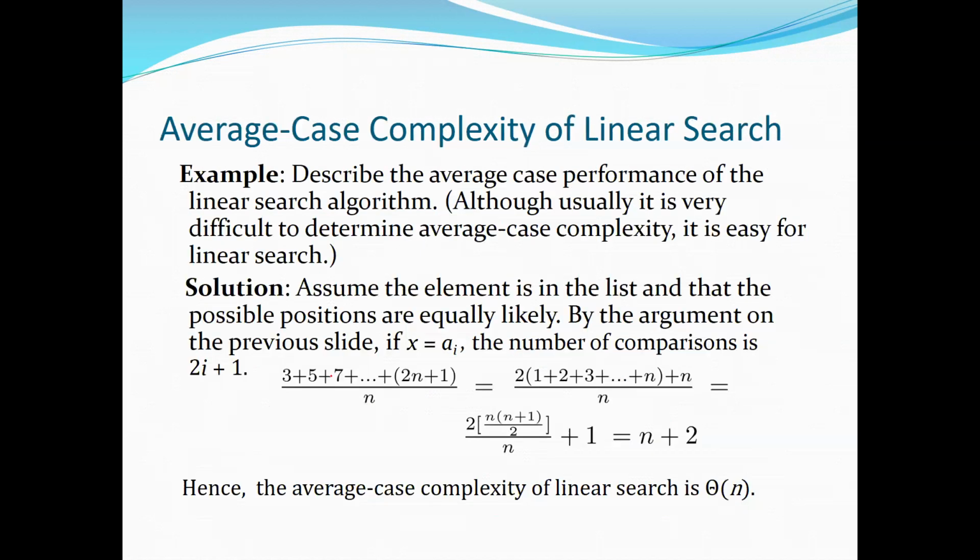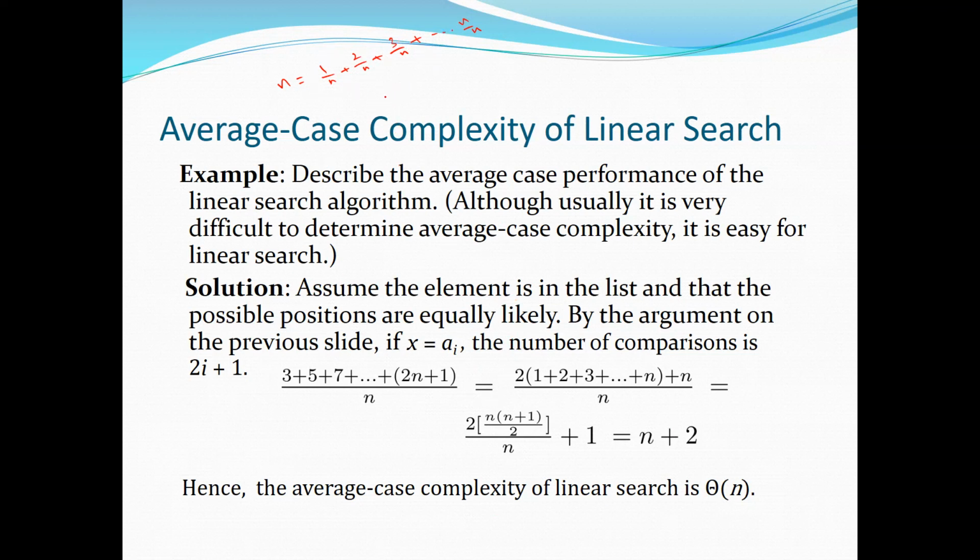So if we find the complexity over all those numbers, for example 1, 2, 3, 4 up to n, and divide by the probability, we already know the outcome. For every position, if there are n elements in the list, there is a 1 by n chance for the first position, 2 by n for the second position, 3 by n for the third position, and so on up to n by n. So the possibility at every position is the same. That's why we did 1 plus 2 plus and so on.